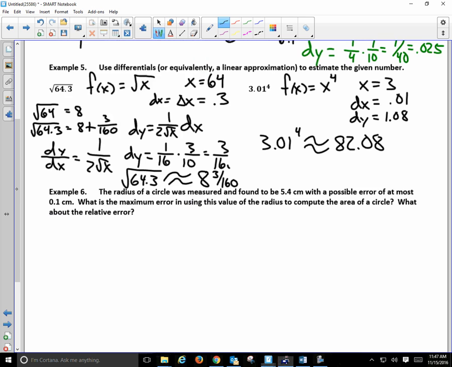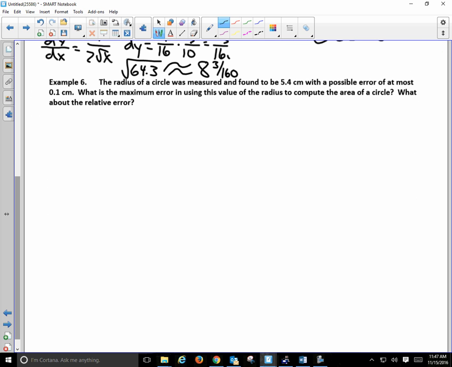And last example, okay? The radius of a circle is measured and found to be 5.4 centimeters. So you got the circle and you're doing your very best to measure it. You're like, I think it's 5.4, but I'm measuring to the nearest tenth of a centimeter, and it's kind of hard to tell how accurate I really am. So if you measure the radius, the question is, if you know you're maybe within a tenth of a centimeter, how much will that throw the area off?